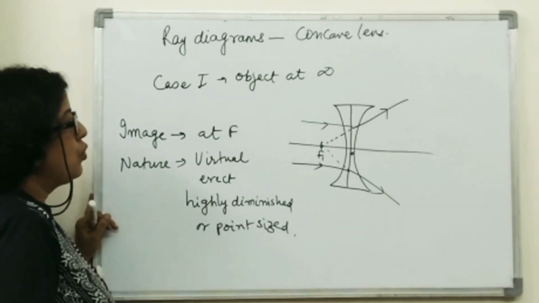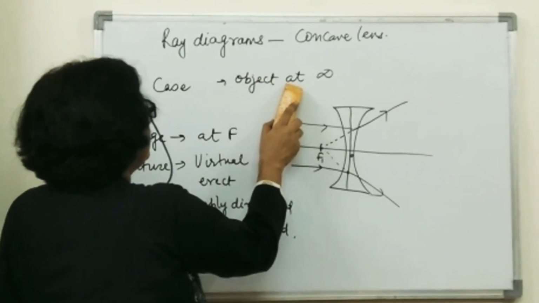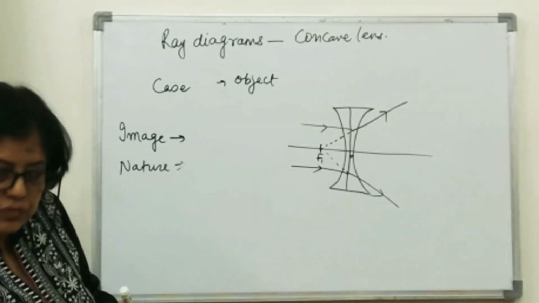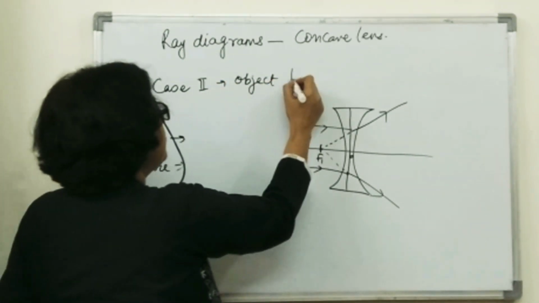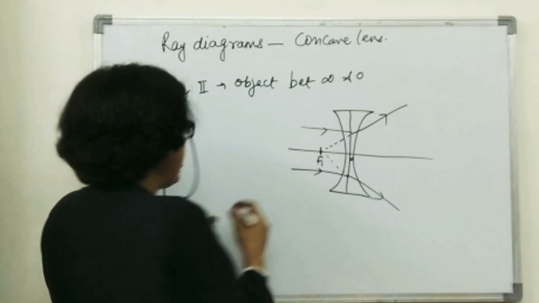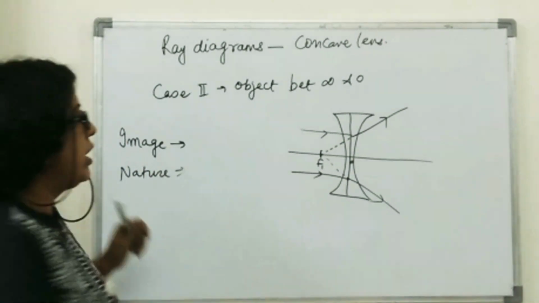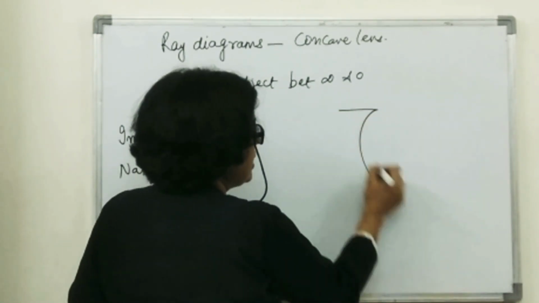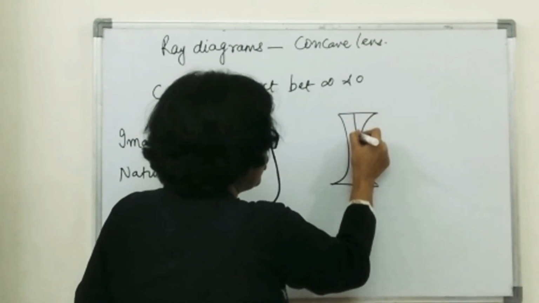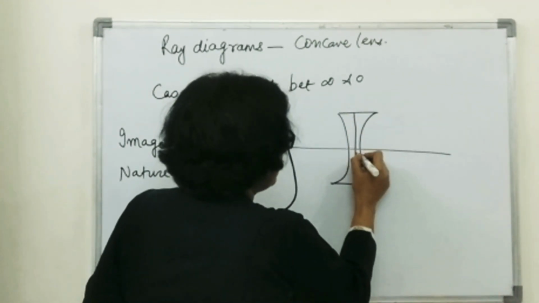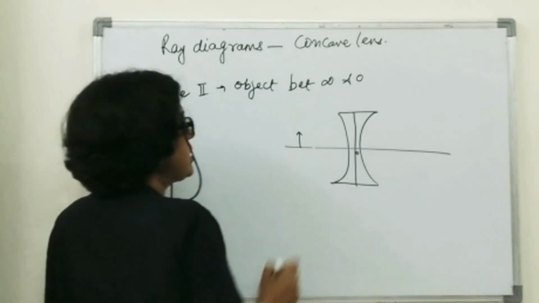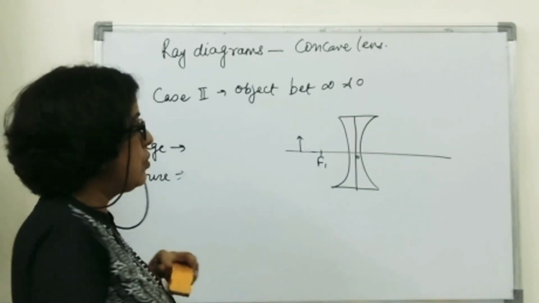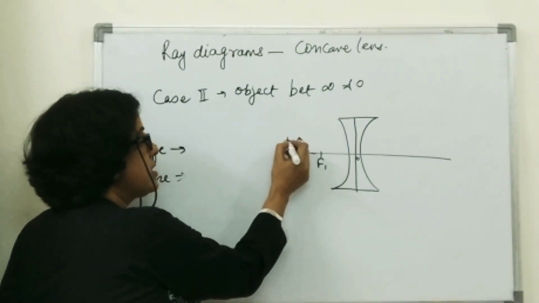Now for case 2, we can take object anywhere between infinity and the optical center. So case 2, object we can take between infinity and O, anywhere, as I said. So we'll draw an object here. So let's again draw it. So we'll draw the lens like this. First step, draw the center line, principal axis, optical center, and we have taken an object anywhere here. Fine. And let's say this is your focus F1 here. Okay. So this is the object. Now let's say this is AB.